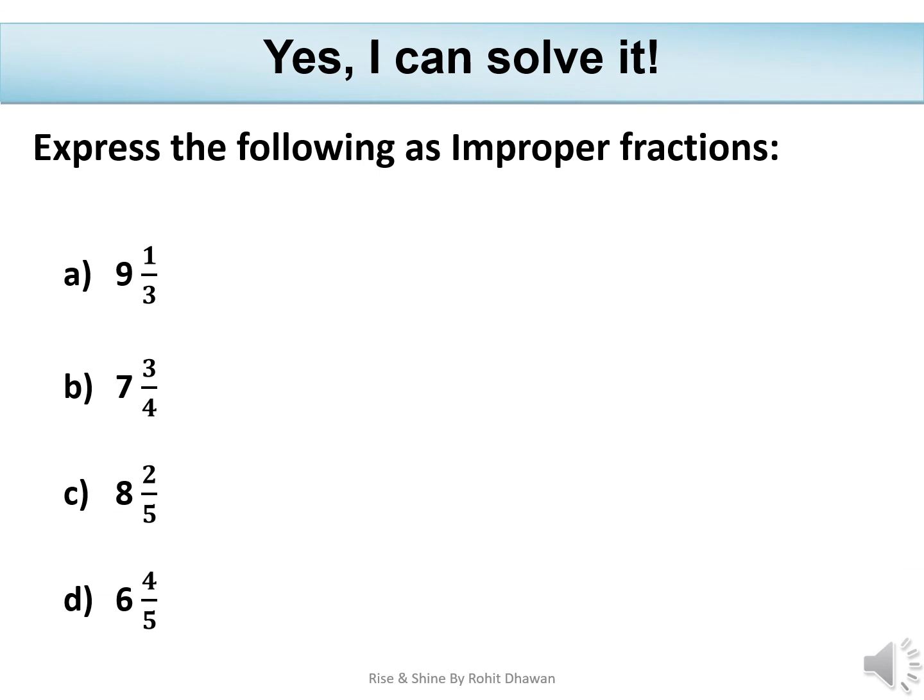Here are some other questions from Rohan's assignment. Please try to solve them. As I always say, the more you practice, the more you will rise and shine.